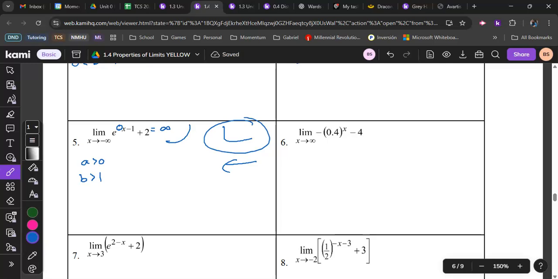What number is A? A is the number in front of the growth rate, which in this case is 1. Because there's nothing there, so it's a 1.